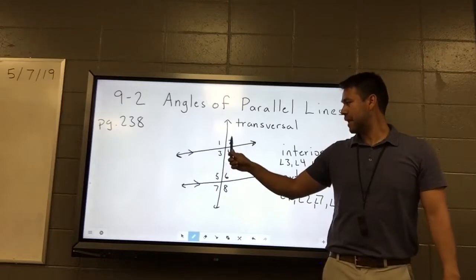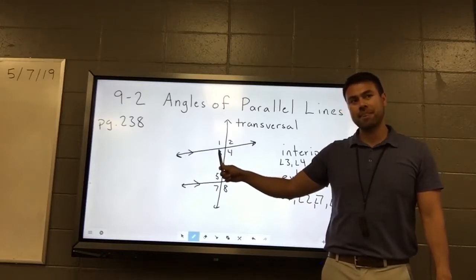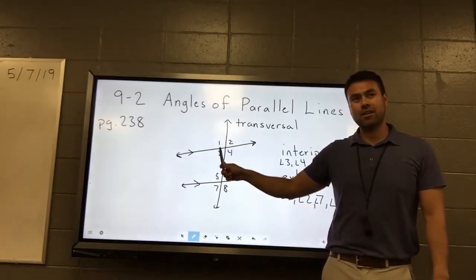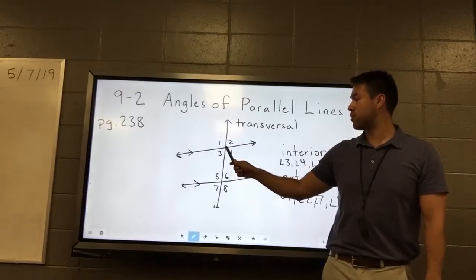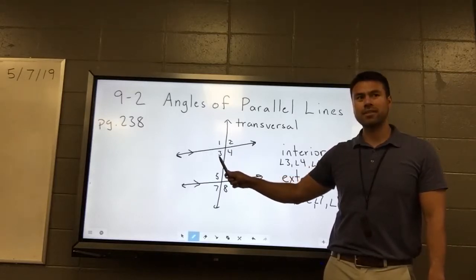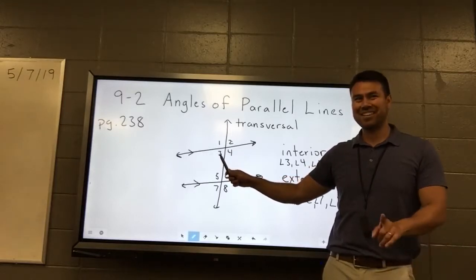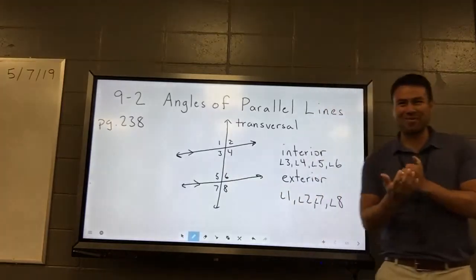Supplementary. Angle 2 and angle 3. So think. Okay, they don't share a common side. They do share a common vertex, but not a common side. So one more guess. Linear. Let's phone a friend and make sure here.